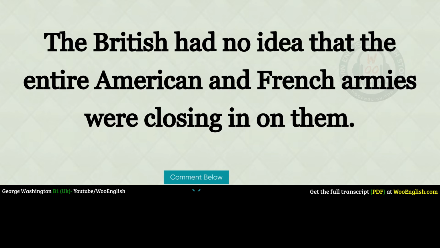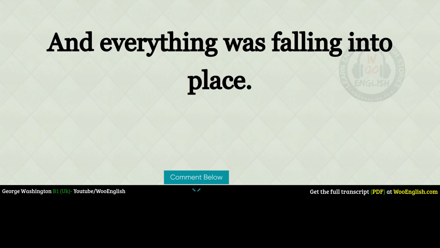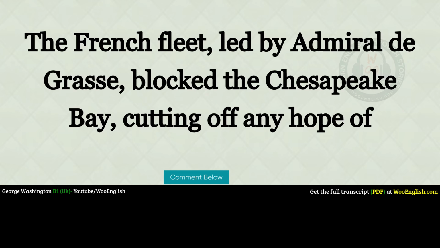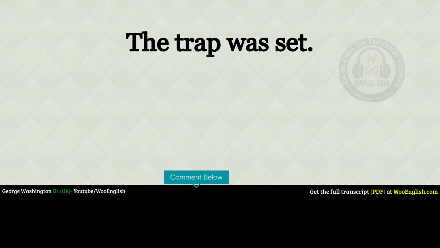The British had no idea that the entire American and French armies were closing in on them. Washington's plan relied on secrecy and speed, and everything was falling into place. The French fleet, led by Admiral de Grasse, blocked the Chesapeake Bay, cutting off any hope of British escape by sea. The trap was set.